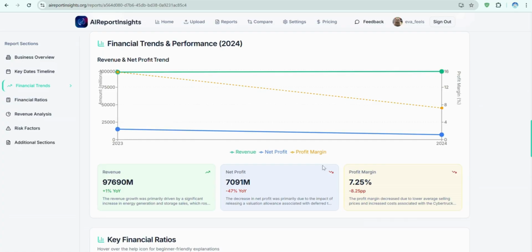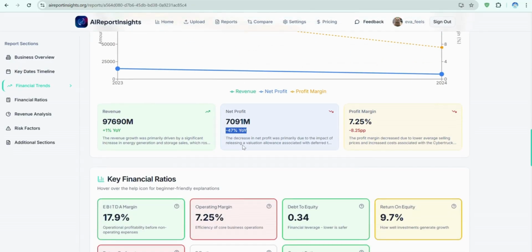So we can see the profits decreased from a 15% profit margin to only 7%, so an 8.25% decrease. So revenues increased by 1%, and net profits decreased by almost 50%, which is insane.